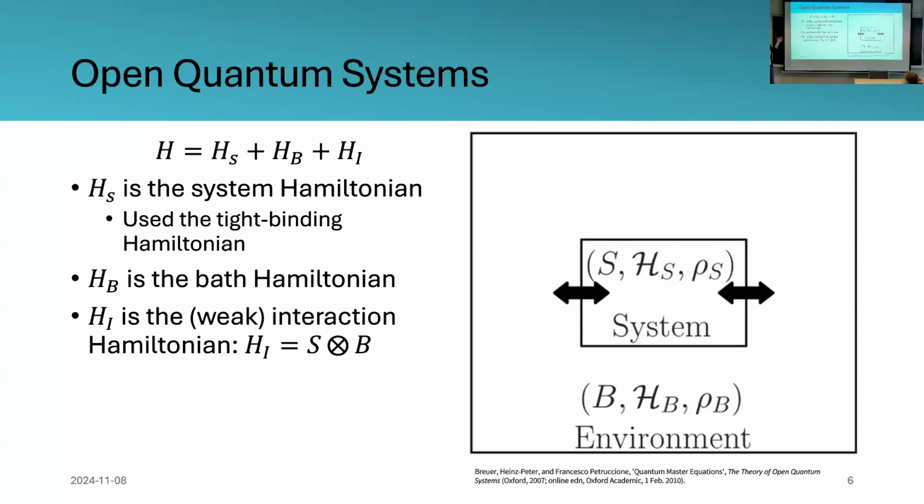So I'm considering the whole system and environment or bath to be a closed system, but my system does interact with the bath through some interaction Hamiltonian that I assume is weak and that factors into a system part and a bath part. Also for the system, by the way, I'm going to use the tight binding Hamiltonian throughout this whole talk. So that just means that I'm limiting myself to a single exciton in my system at one time.